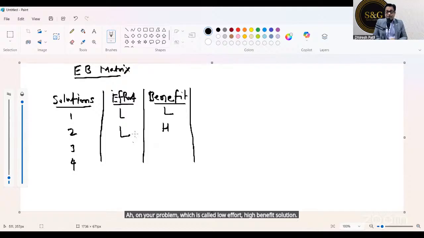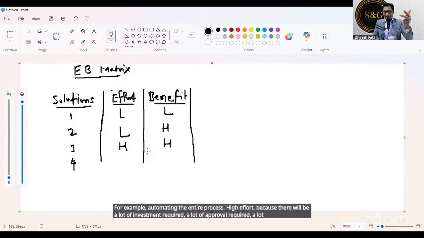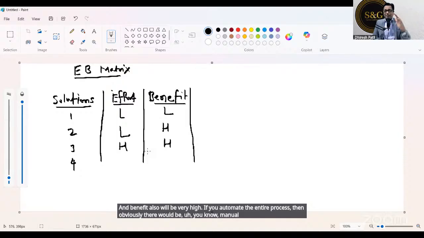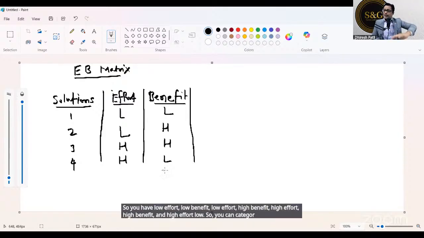There will be some solutions which are high effort, high benefit. For example, automating the entire process. High effort, because a lot of investment, approval and time will be required. And benefit also will be very high. If you automate the entire process, then obviously manual errors can be eliminated, your efficiency can go up, etc. So high effort, high benefit. And there is something called high effort and low benefit as well. So you have low effort low benefit, low effort high benefit, high effort high benefit, and high effort low benefit. You can categorize all the solutions in these 4 quadrants.